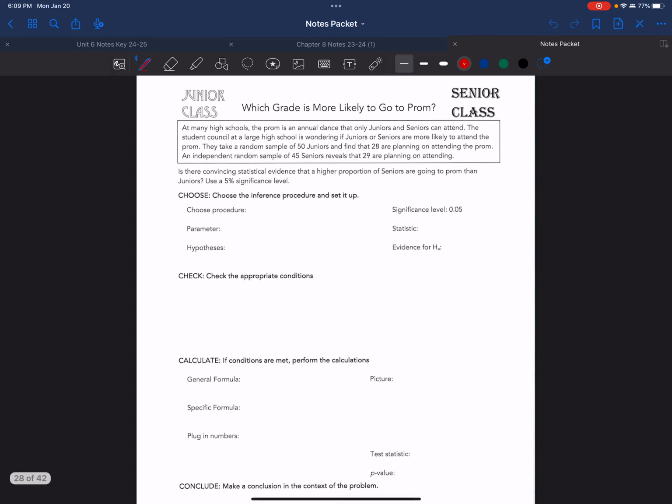Now, a difference in proportions is essentially the same exact thing as just a single proportion. It's just your formula is going to be slightly different. You're going to have to check conditions for both groups. And that's about it. There is one special thing that we're going to be talking about here in a little bit. But let's just take a look at this example here.